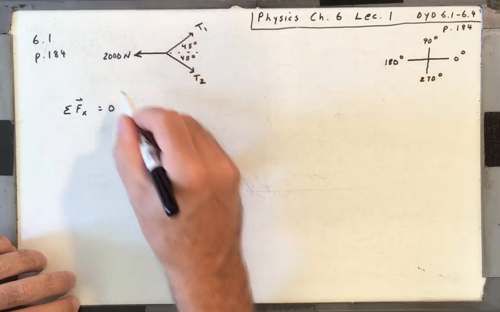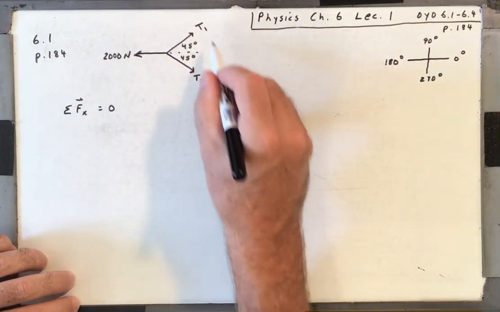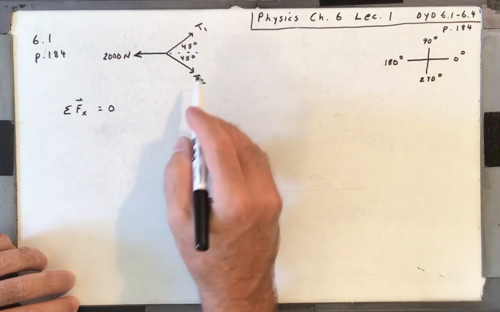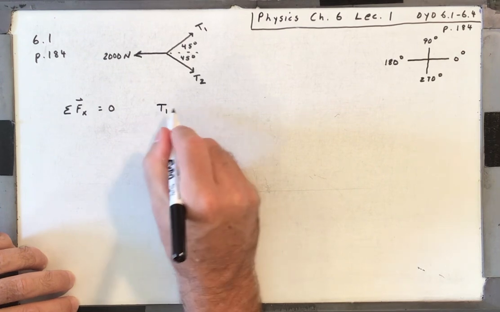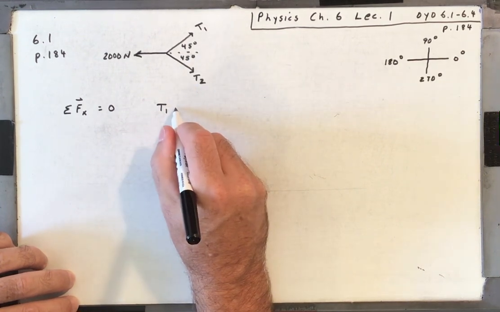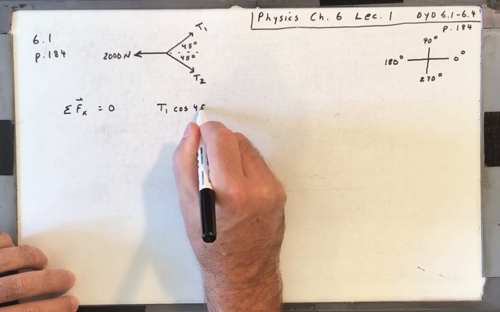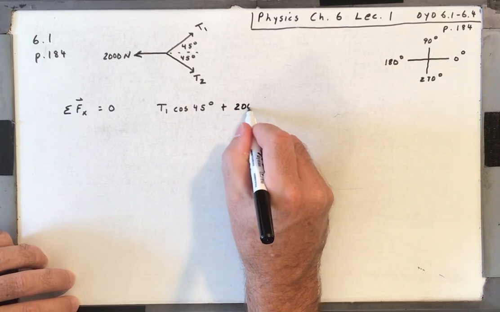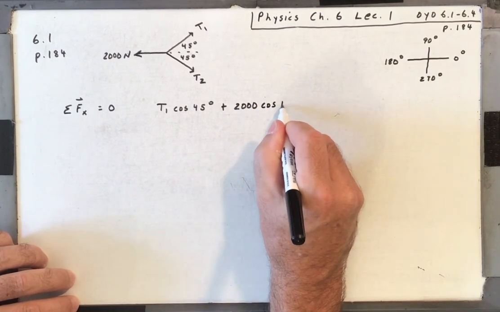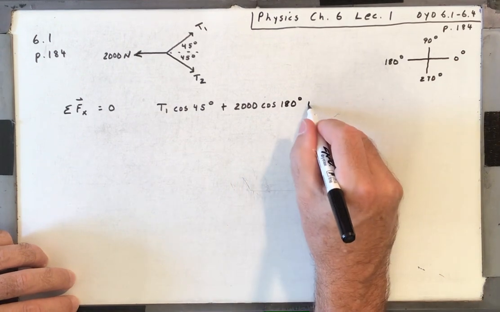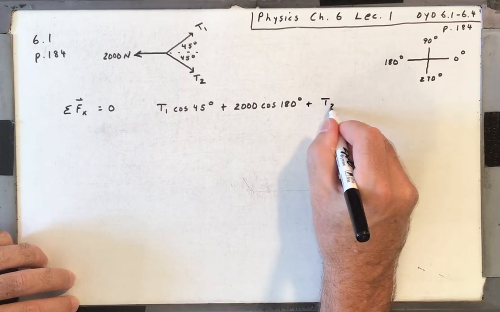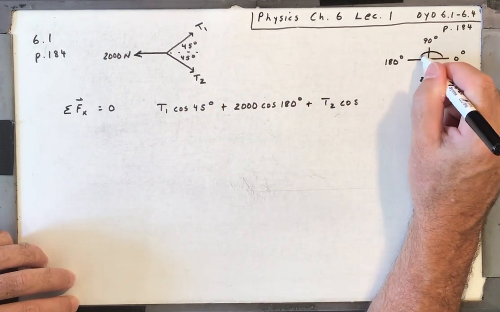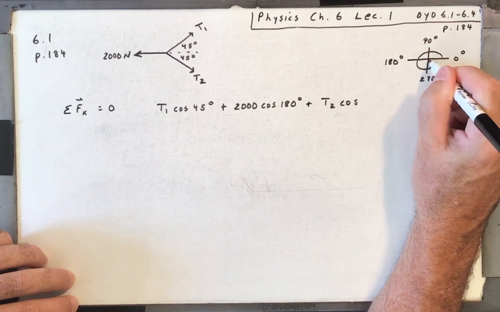So I'm just going to go around the world here, right, around the circle, and analyze each force. So we have T1, and remember cosine goes with x, so times the cosine of 45 degrees, plus, we know the force here, 2,000, times the cosine of 180 degrees, plus T2 times the cosine, not 45 degrees. Remember, we're coming all the way around to here, right?